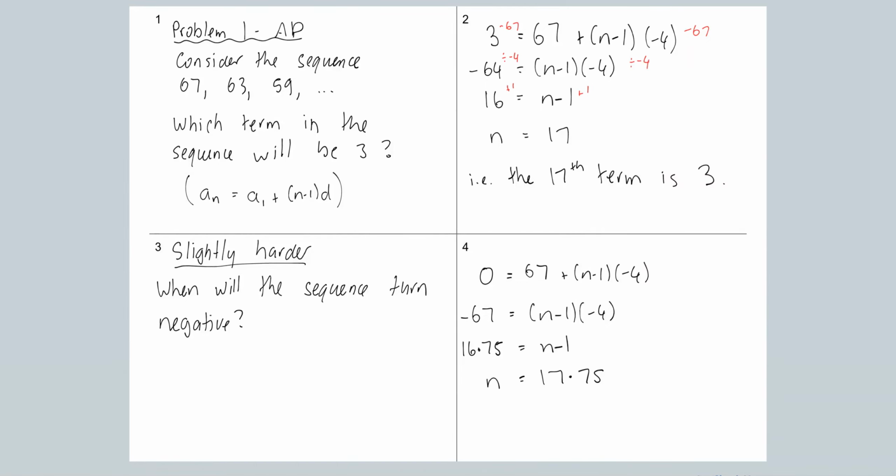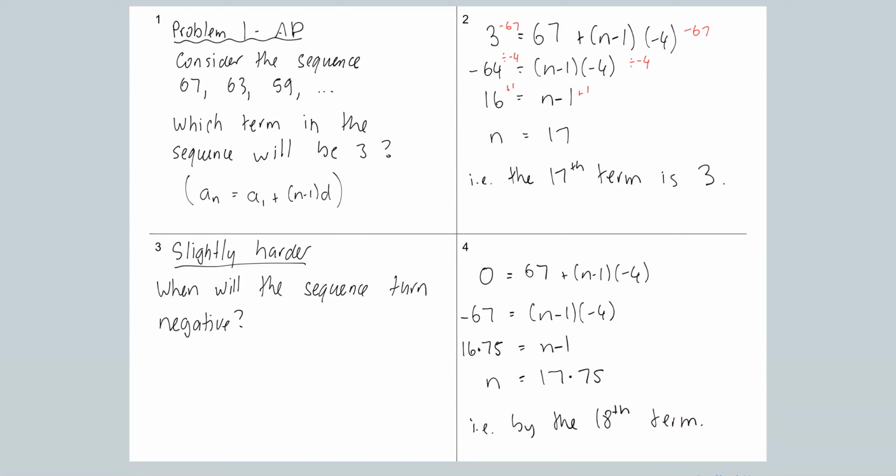So you could conclude that by the 17th term, it'll still be positive, because if 17.75 is the 0 point, then the 17th term must be positive. And therefore, you would have to say, i.e., by the 18th term. I'll say a couple of little conclusion comments, and then I'll stop this video.